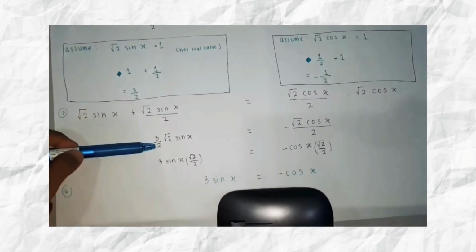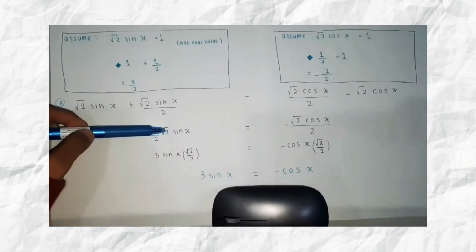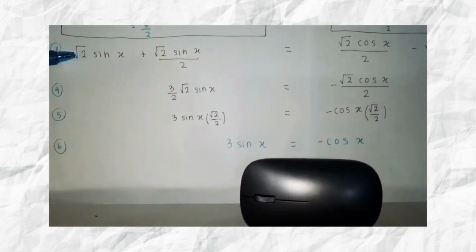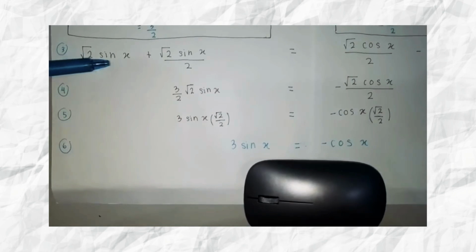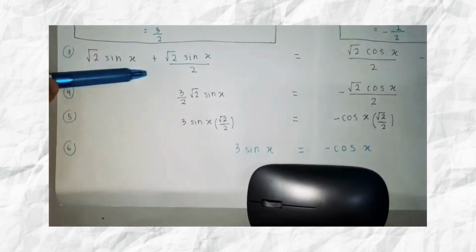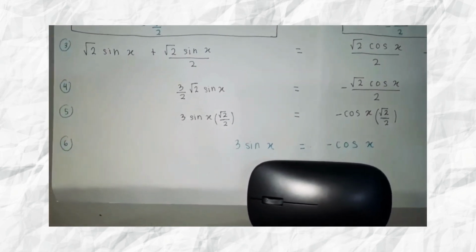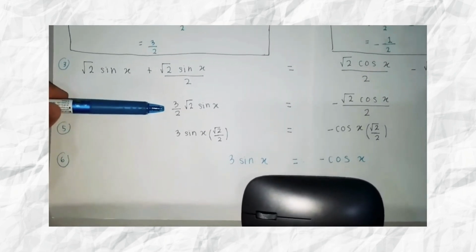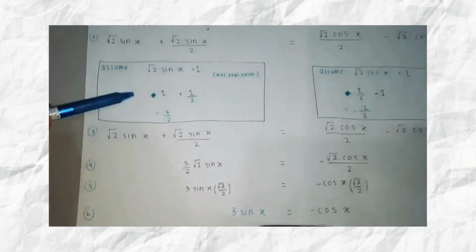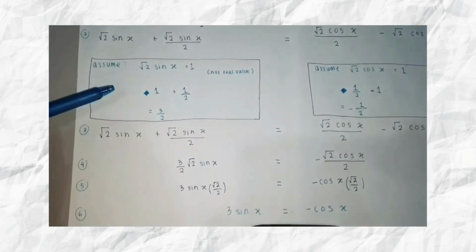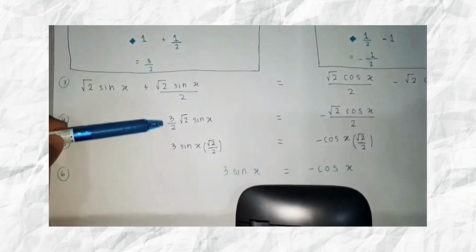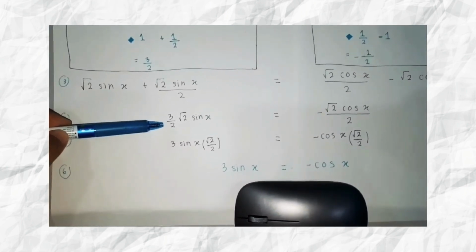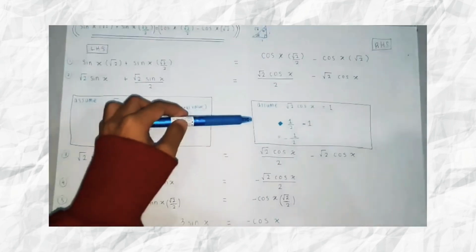So here we will get the same one, 3 over 2 square root 2 sin x. Just the same, if you just plus square root 2 sin x plus square root 2 sin x over 2, if you could just plus it in, if you're a pro, you will not have to do this estimation. You will automatically just get this equation.